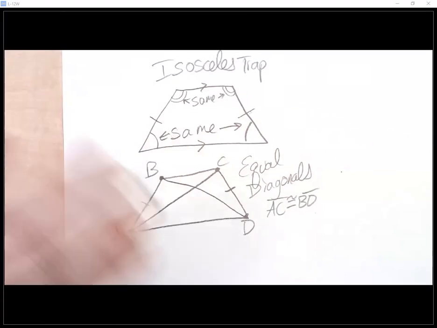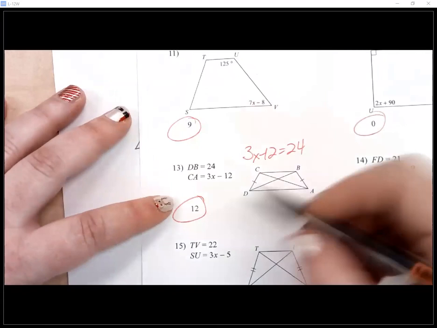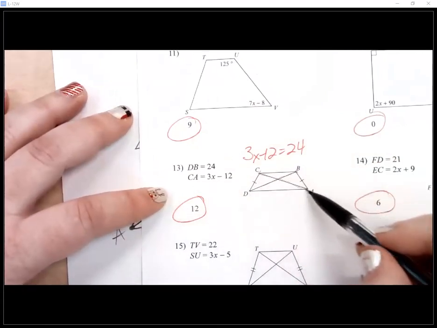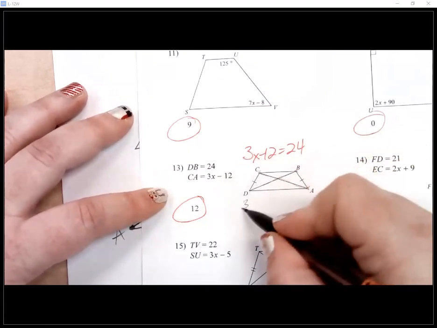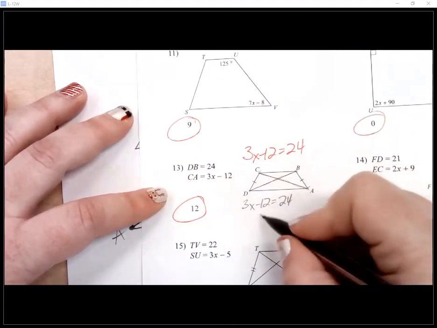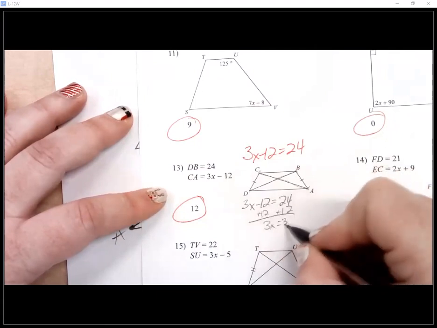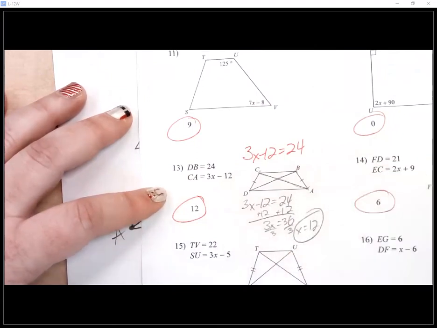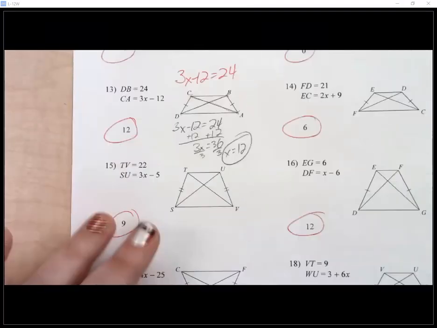Okay. So if you're looking at 13, look at what they're giving you. DB and CA. We just talked about this and we just said they're equal to each other. So that's my equation. 3x minus 12 is going to equal 24. And then I can just solve for x from there. And that's how I get 12. And that's it. Does that make sense? So that's how you do the bottom 6.